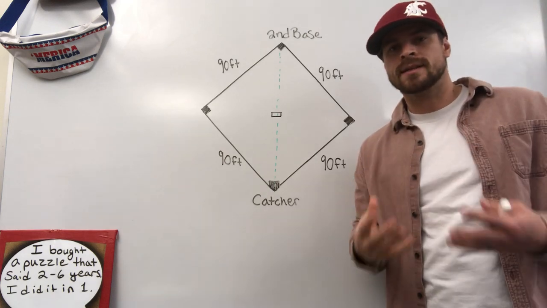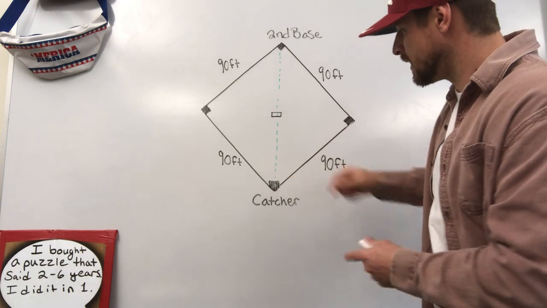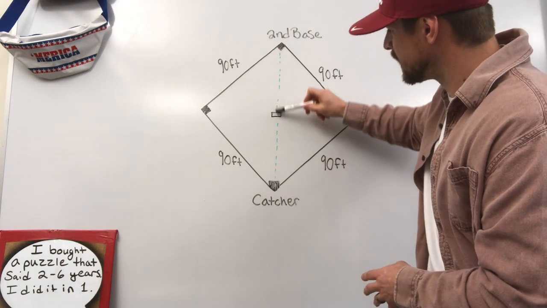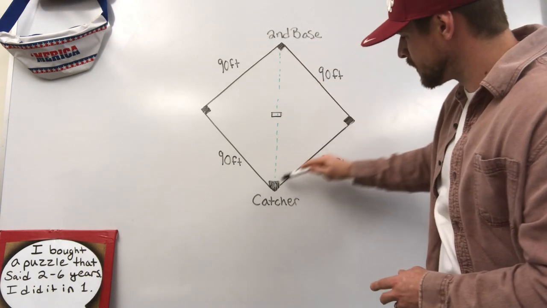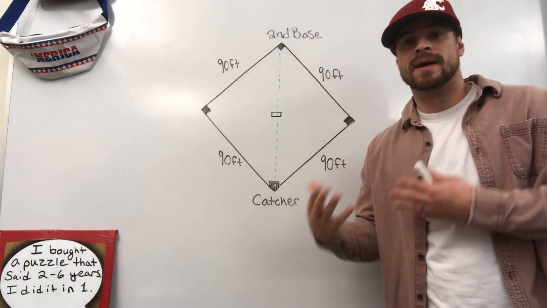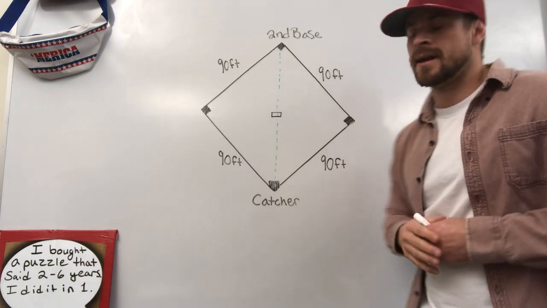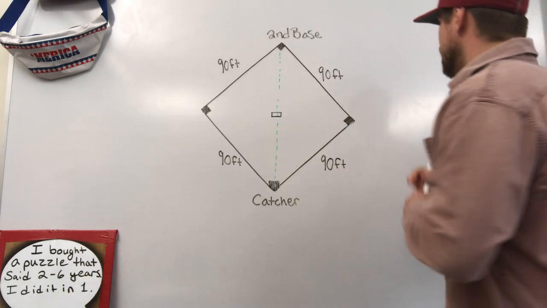Well, we're dealing with a right triangle here. We've got a right angle. And if we were to include this green line, we would create a triangle. And what do we know about right triangles? We know that we can use the Pythagorean theorem to figure out all side lengths. Now, 90 and 90 are going to be my legs.